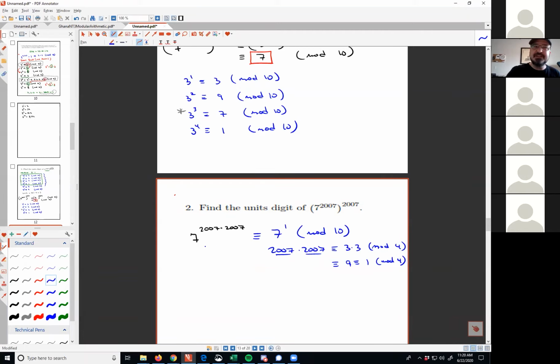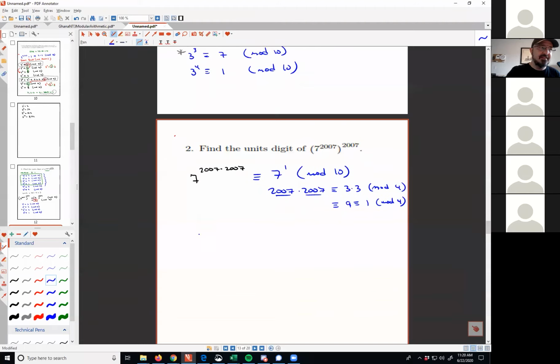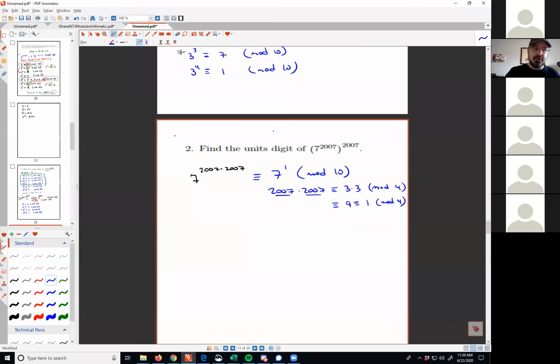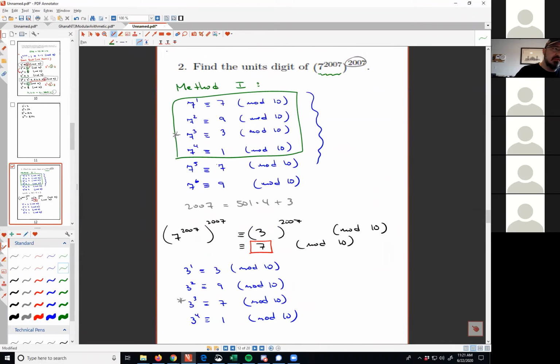Any questions about this? Okay. Please, can you explain it one more time? Sure. What we want to know is where this power of 7 is in this pattern right here. And this pattern repeats every 4 powers of 7. So what I really want to know is, where is the 2007 times 2007th term?